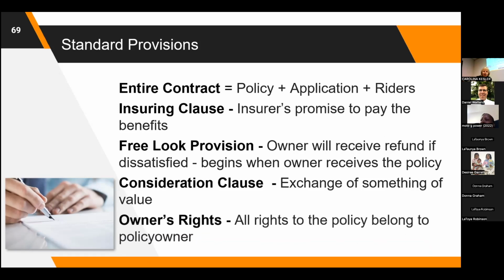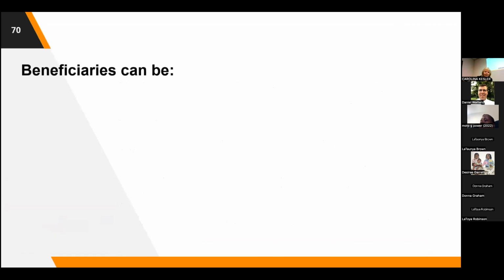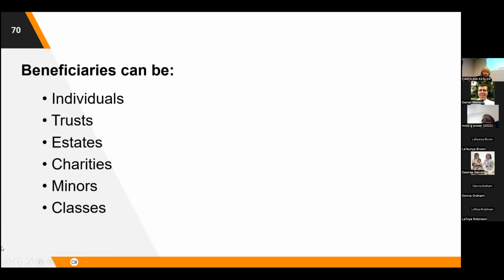The owner's rights: all rights to the policy belong to the owner because they pay for it. Beneficiaries can be anybody or anything, really. Individuals, trusts, estates, charities, minors, or classes. But for a minor, you must have a trust or trustee, because minors can't accept cash. It's not allowed.